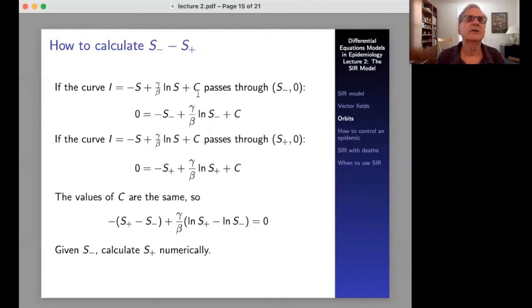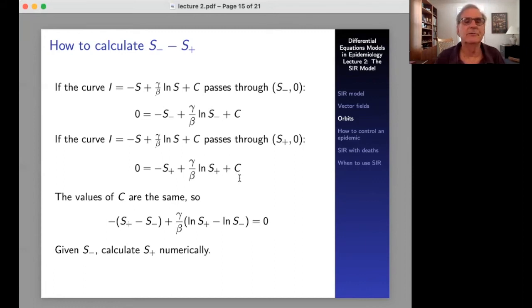Here are the invariant curves we found. If one of these curves passes through S minus, 0, then that point is on the curve, so just substitute it in and the equation will be true. Substitute 0 for I and S minus for S. And there's this constant that we don't know yet. Now, if that same curve passes through S plus, 0, then this point also lies on the curve. So we substitute that into this curve. I is 0 and S is S plus. We still don't know C.